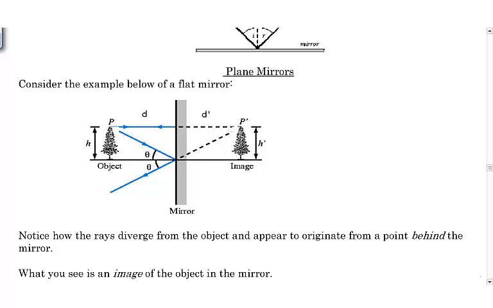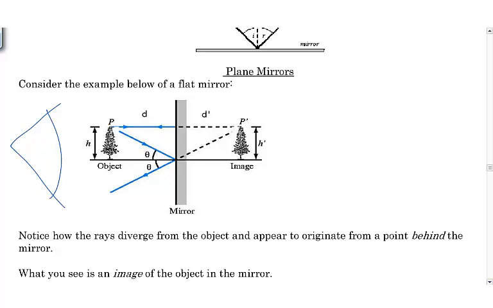Taking a look at the example below, this is a plane mirror and an object and the image being seen through the eyes of someone over on the left side of this mirror. So if your eye was over here, let's look at the light rays that are involved. If we have an object, in this case a tree, and we look at just two light rays of many that would be leaving this object, let's look at the top ray here.